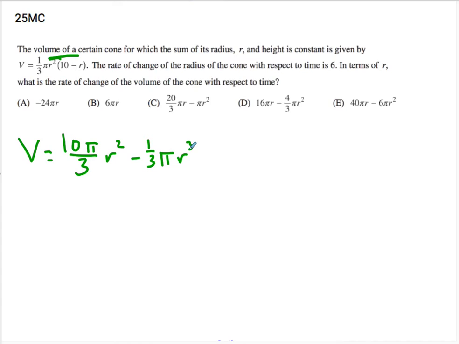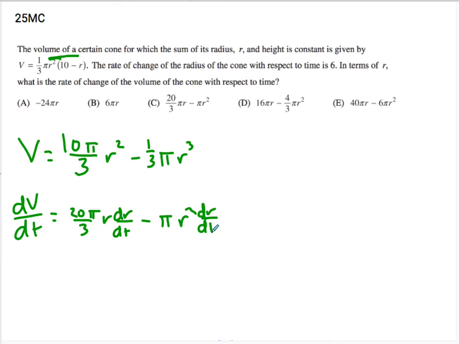And now I can integrate dV/dt with respect to time. We'll use the power rule: 2 times 10π over 3 is 20π over 3. r powers down, and then chain rule it to dr/dt. Minus 3 times 1/3 is 1, πr² dr/dt.